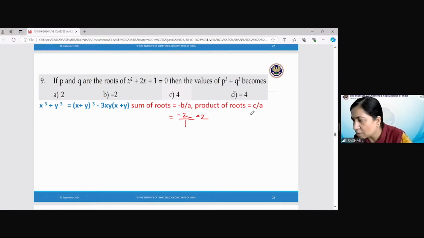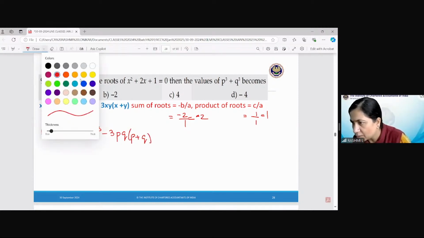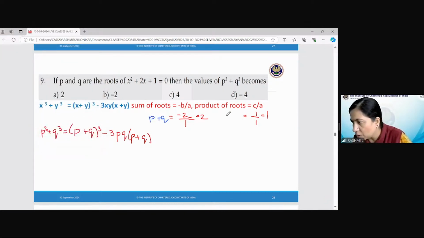Product of roots is given by c by a, that is 1 upon 1. Answer is 1. So what am I going to do? I have p cube plus q cube is equal to p plus q whole cube minus 3pq into p plus q. So I have here p plus q is equal to minus 2 and pq is equal to 1.